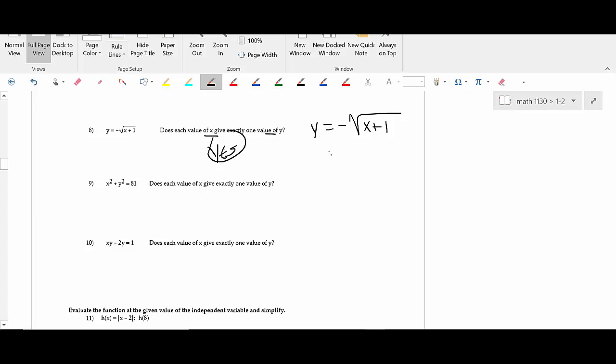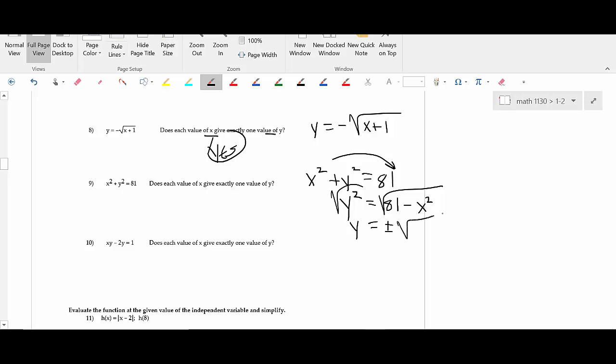Okay. Now let's look at the next one. You have x squared plus y squared equals 81. Okay, we'll solve it for y. That's always a good way to go. So let's move the x squared to the other side. So we'll have y squared equals 81 minus x squared. Then we'll take the square root of both sides. So we'll have y equals plus or minus, and that's the whole key on that: if you take the square root of both sides, you have a plus or minus.